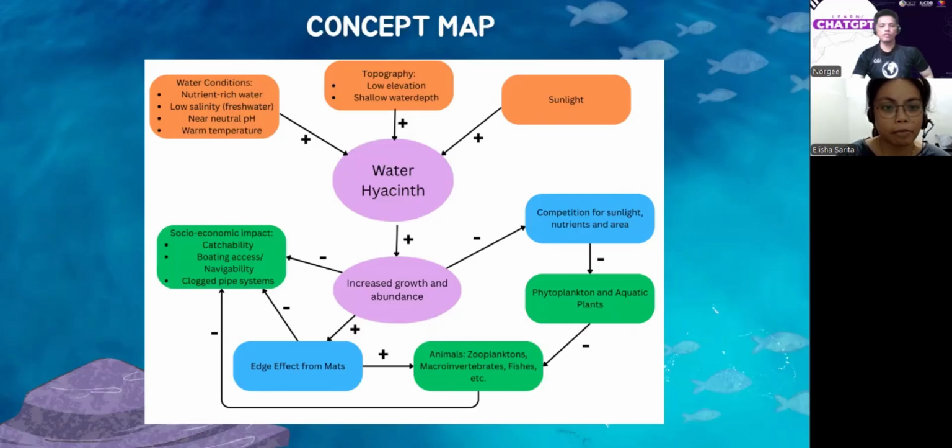Due to its favorable conditions, it increases in growth and abundance. When that happens, it negatively impacts other vegetation as well as animals. However, there is also a somewhat positive effect towards the abundance of water hyacinth. As you know, with how it's physically characterized, it has an edge effect due to its matting. Because of this matting, it becomes a habitat, a niche, or even a perching site for egrets, tilapias, eels, and whatnot.